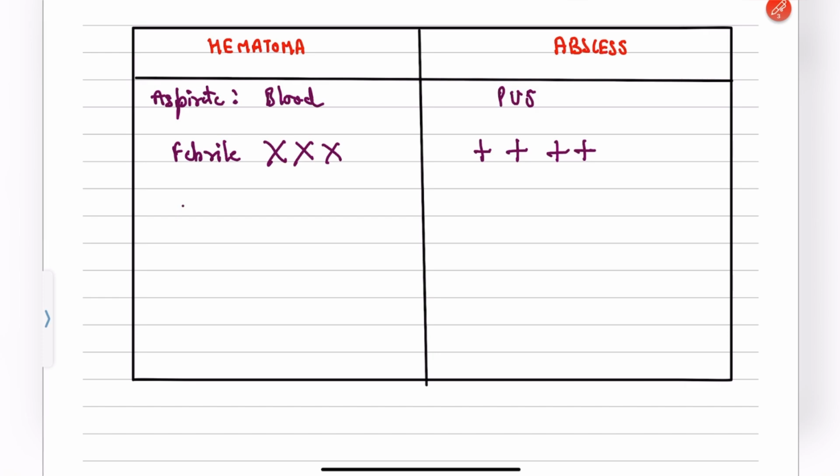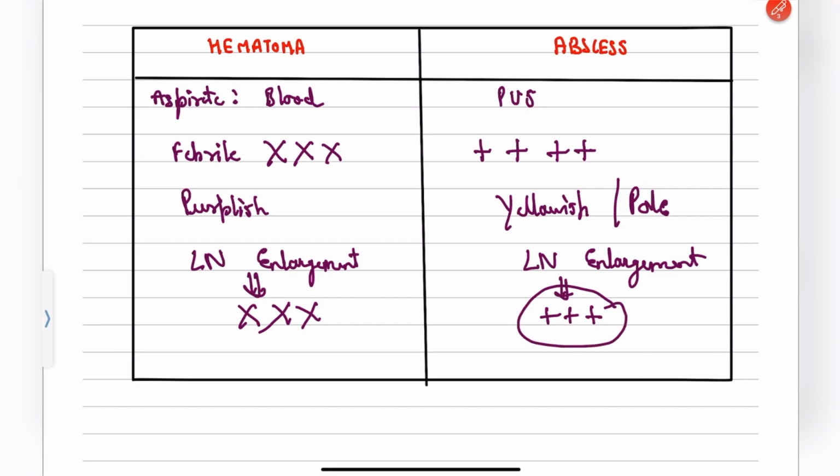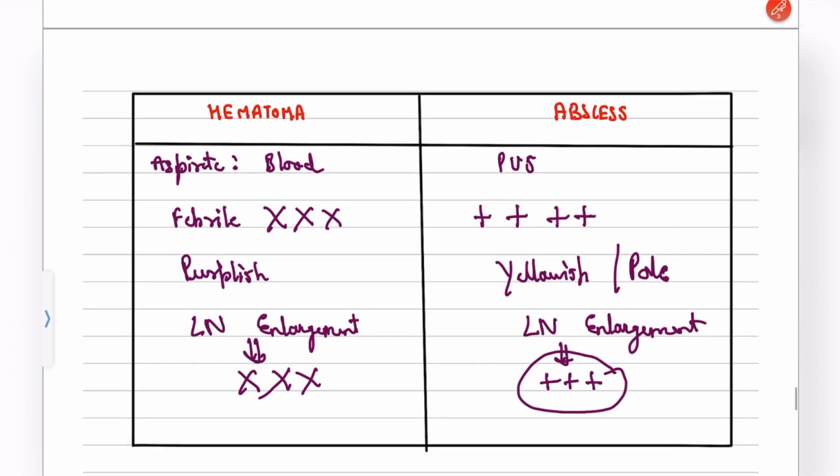What will be the color of the swelling? It will be pinkish, reddish and purplish in hematoma, whereas it will be yellowish because of the pus, and pale, in abscess. Lymph node enlargement: would it be present in hematoma? No, it won't be present in hematoma. Whereas lymph node enlargement, typically the submandibular lymph node, we may or may not see, but it is most definitely seen in the septal abscess and not in the hematoma.